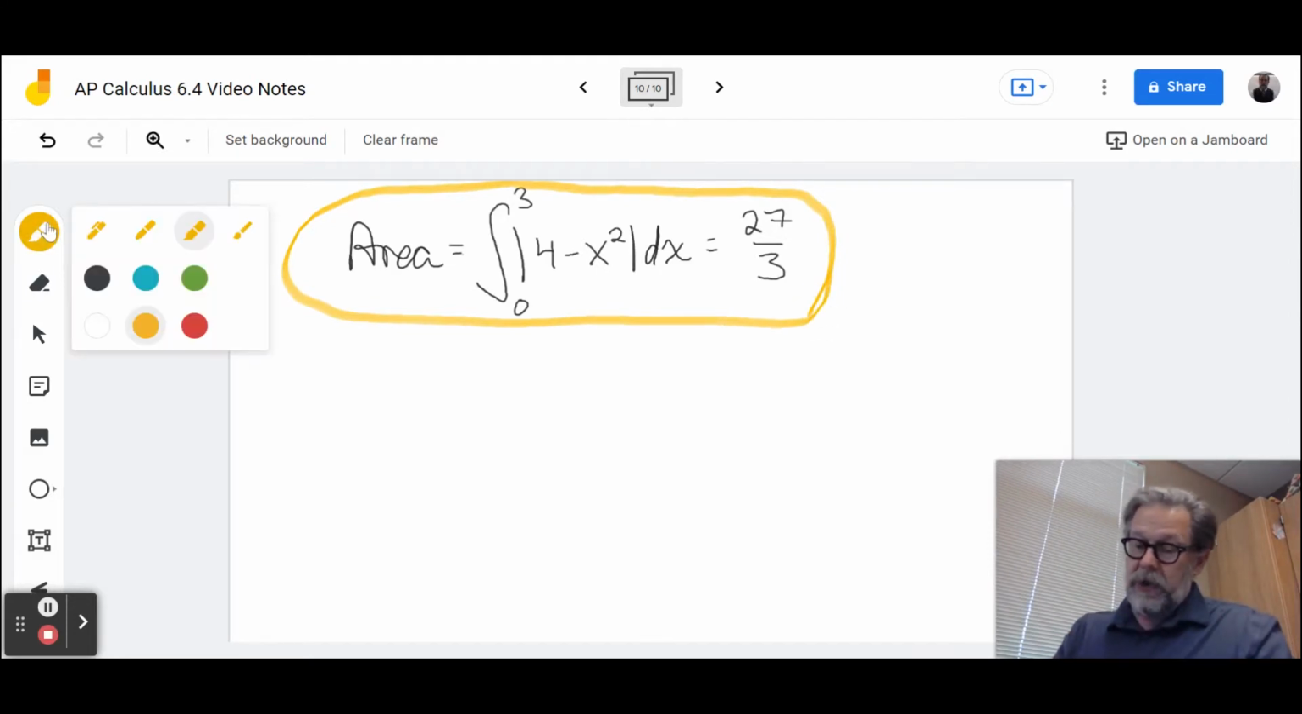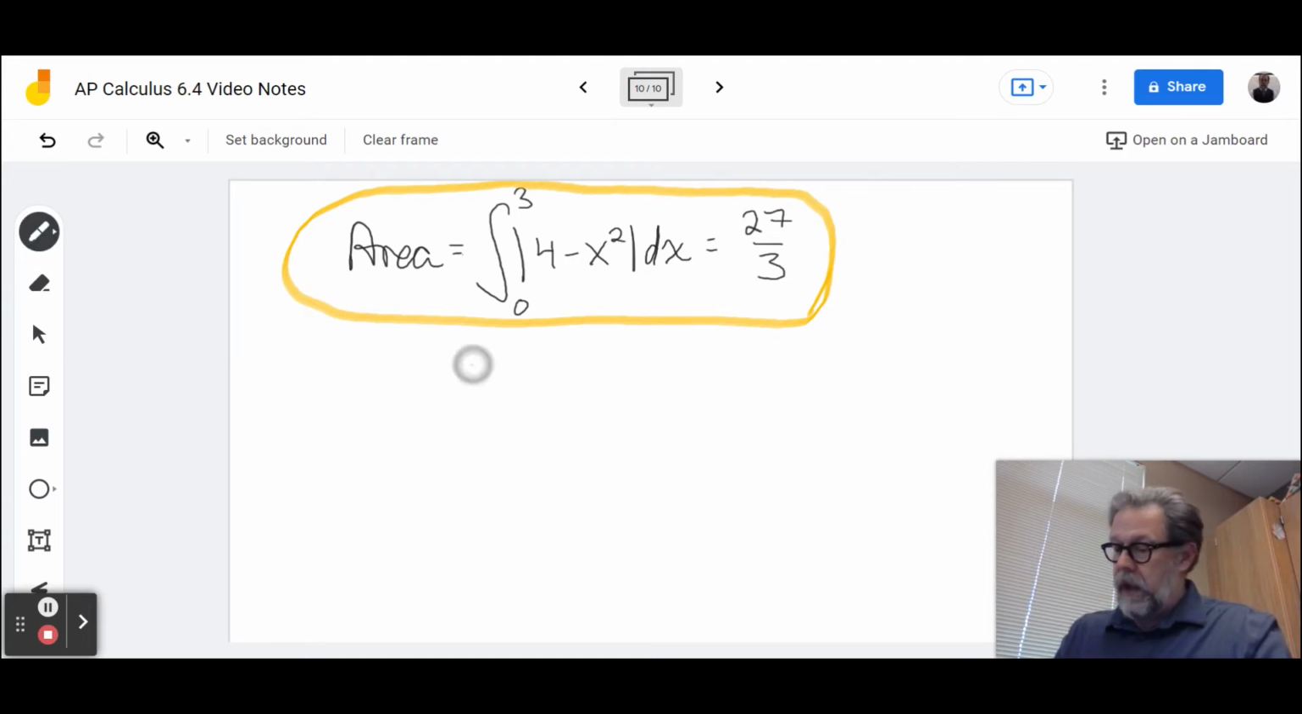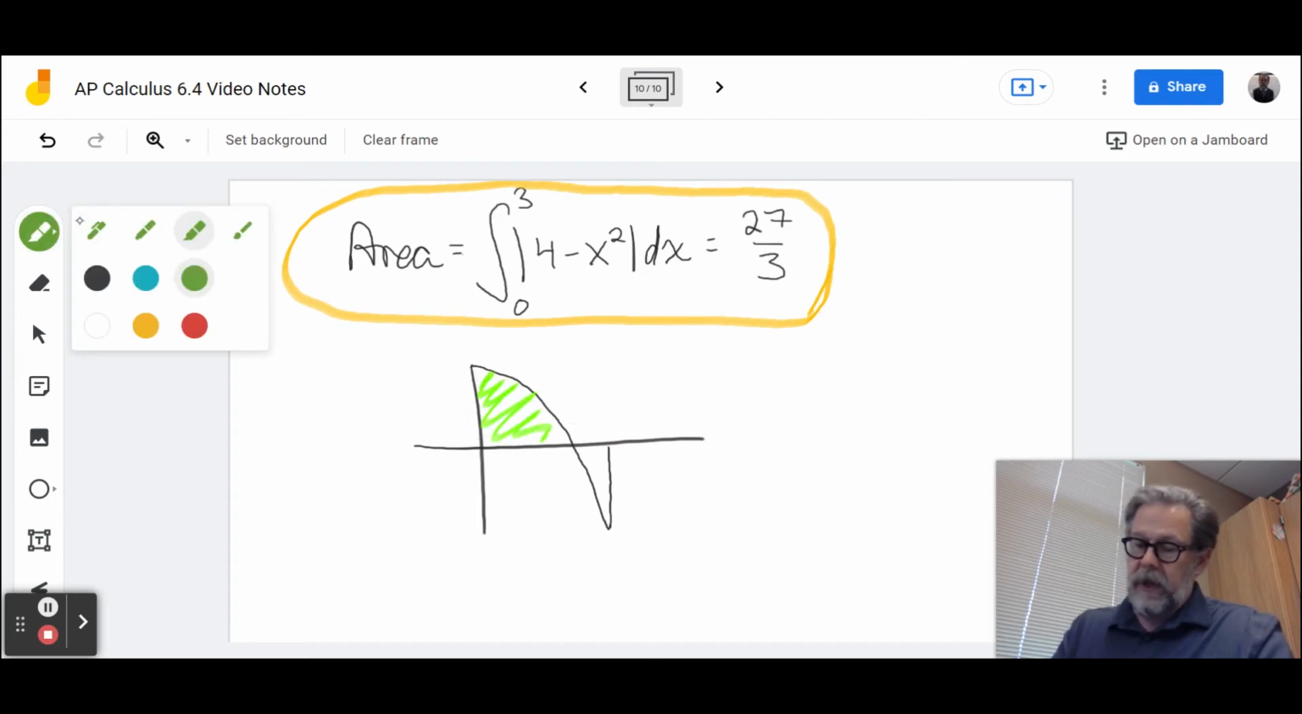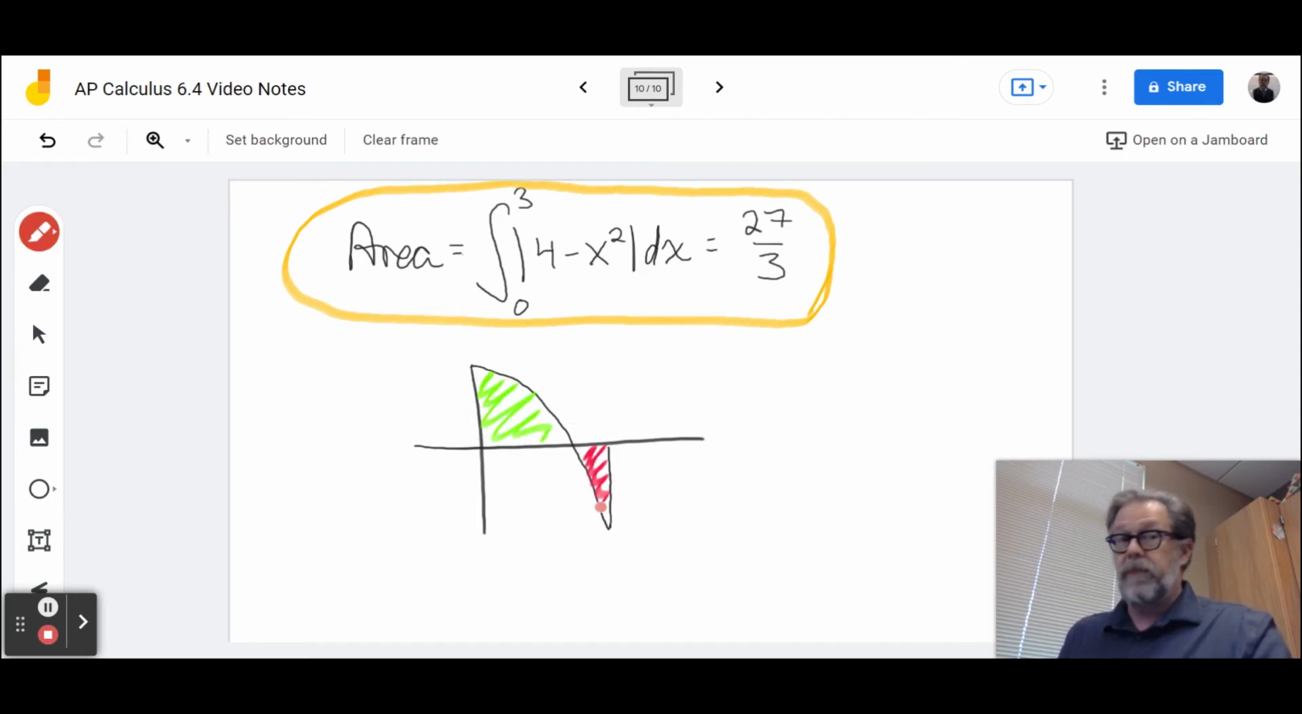But of course, the takeaway really needs to be that it's a really, really good idea to think about what you're doing before you just start shoving things into the calculator. Otherwise, you're likely to get completely wrong answers, and then you won't know why.